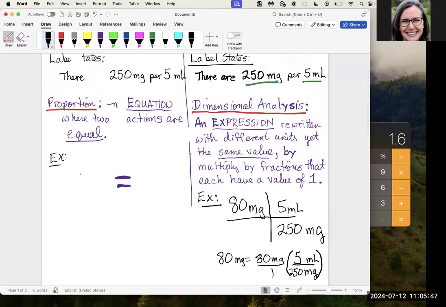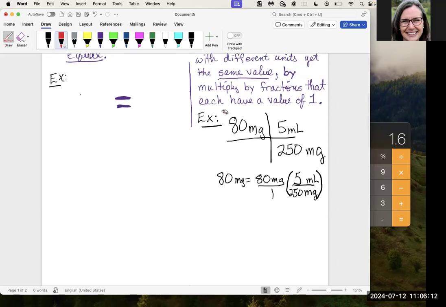The reason that is true is because they told us so on the label. Or if it's a test question, they told us so in the directions. 250 milligrams per 5 milliliters means that 250 milligrams is equivalent or equal to 5 milliliters of this particular medication. So I am really just multiplying by a value of 1.